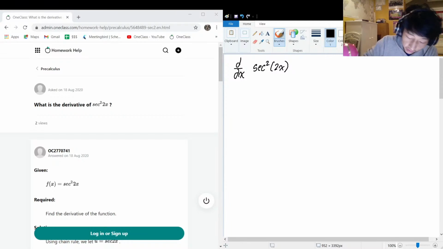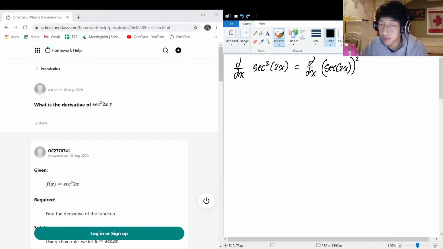Another way that we can write this to make it a little bit more clear as to what is really going on here is, this is secant 2x multiplied by itself. So squared like that. We're just moving the square outside. This can make it easier to visualize what's going on.